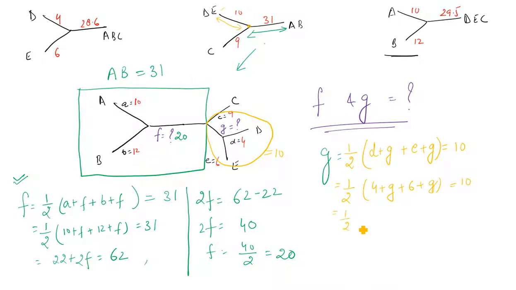So 1/2 (10 + 2G) equals 10. Let's multiply here. So 10 + 2G equals 20. So 2G equals 20 minus 10, and G equals 10 by 2. So this value is 5, which means the G value is 5. So this is the complete calculation.